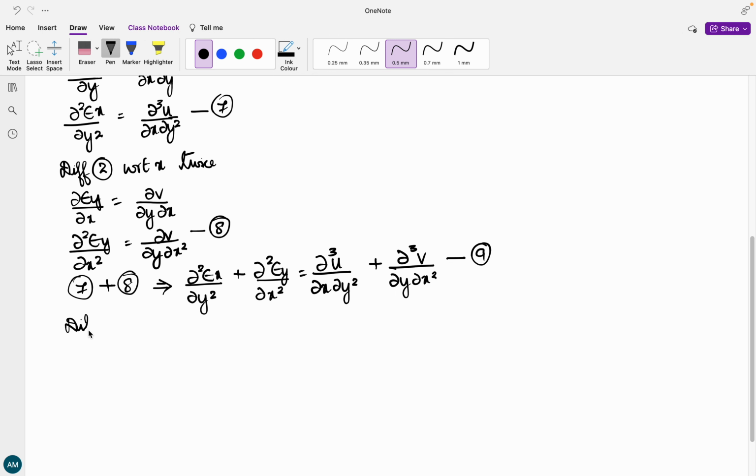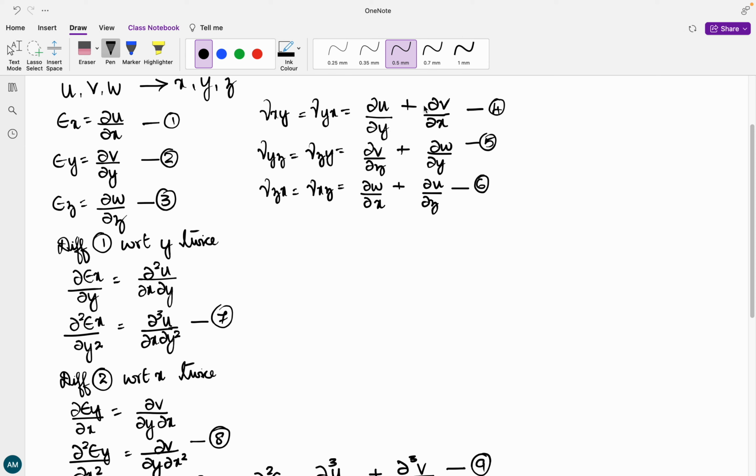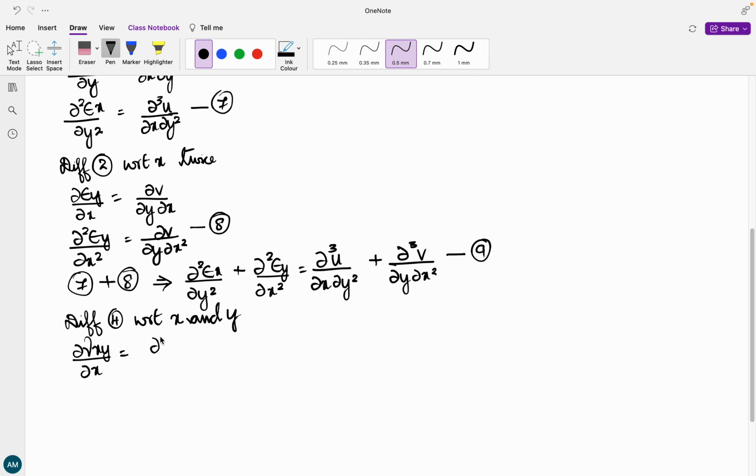Now we'll differentiate equation 4 with respect to x first, followed by y. So it is dou gamma xy by dou x, which is, see here, dou u by dou y plus dou v by dou x. So it is going to be dou square u by dou x dou y.